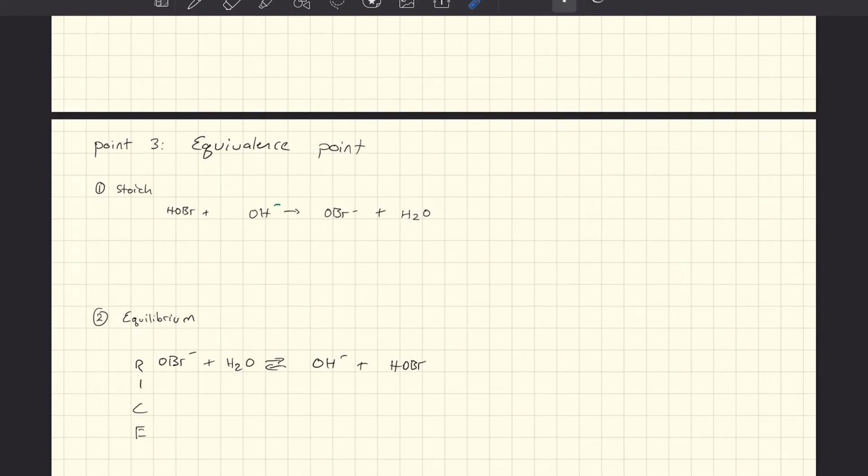Okay, so point 3, we're going to do the equivalence point. So we're going to do our RICE table, and that is 0.0100 moles. Hydroxide ion is 0.0100 moles. These are both moles. And they're present in stoichiometric amounts, so they both just go away.